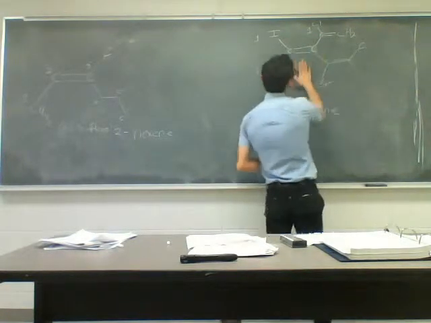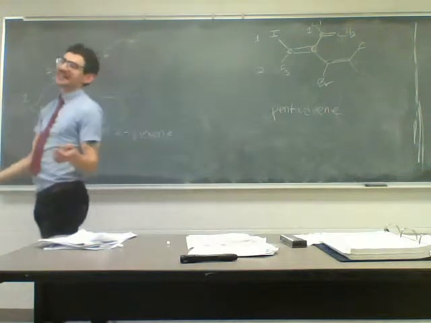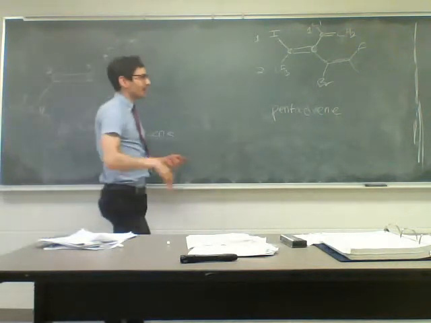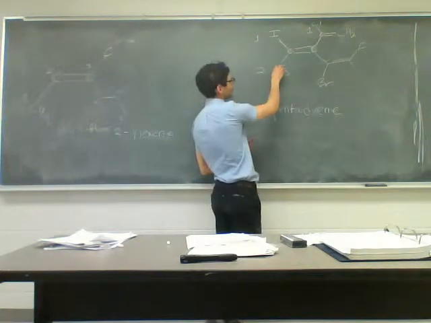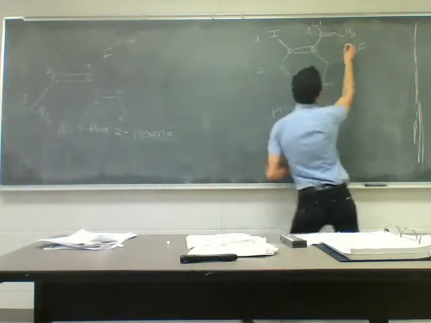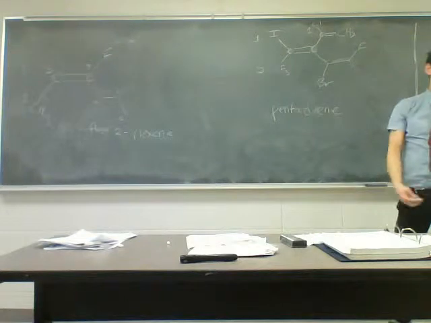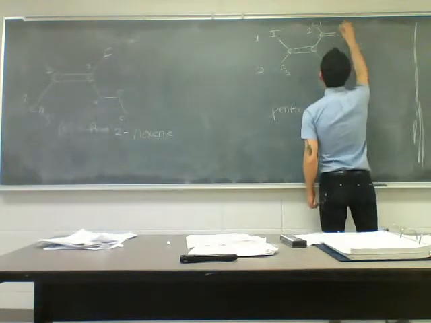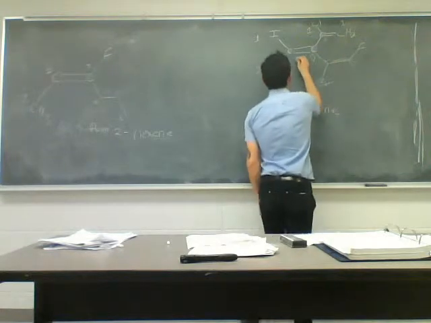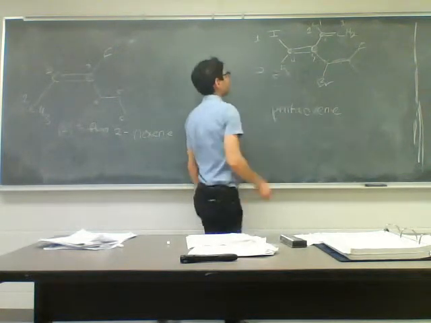So we want to do our numbering on this. Let's get our numbering down for starters. We want to number so that our double bonds get the lowest numbering. We could start here, but that's silly, because if we start here, we're right off the bat in a double bond. So we'll start over here with 1, 2, 3, 4, 5.